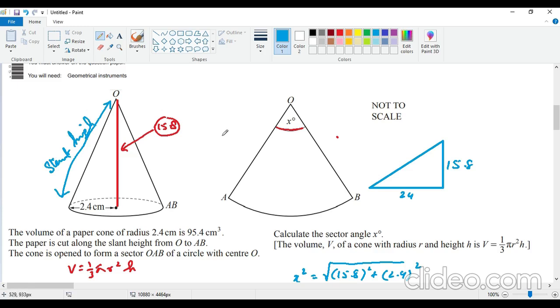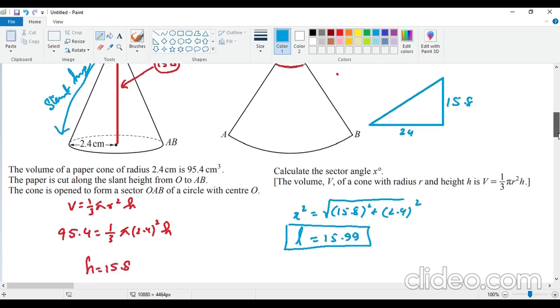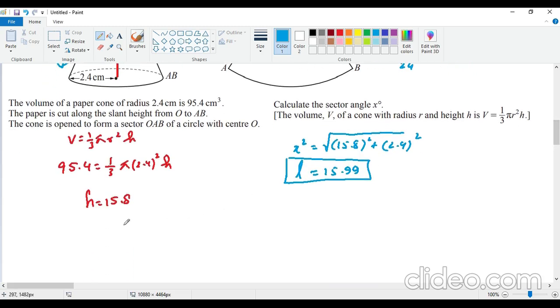Now comes another formula, which is circumference of a circle. What is the formula for circumference of a circle? Circumference of a circle is 2 pi r. 2 pi and r, which is 2.4. So this is something you should understand, this equation too.